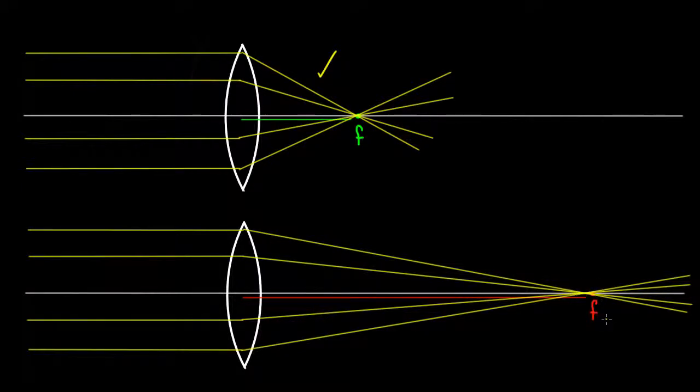Imagine putting this focal length all the way out at infinity. Well, then it wouldn't really affect the light at all. The light would just continue straight through because the amount it's bending is hardly anything. So this is a little weird, but small focal length means a powerful lens.